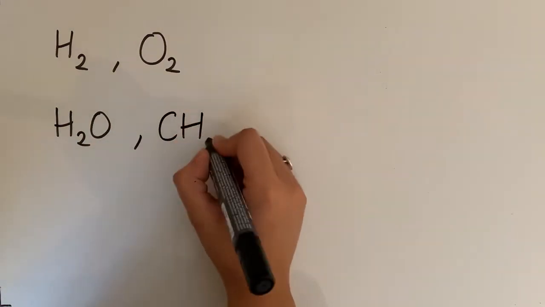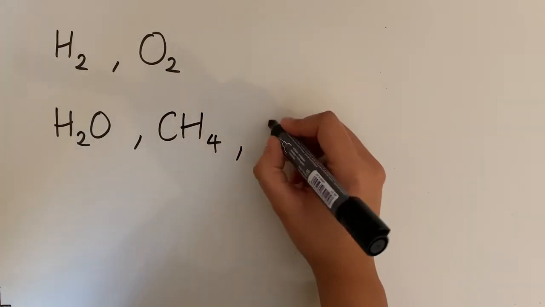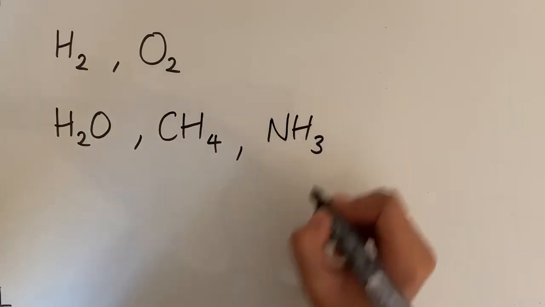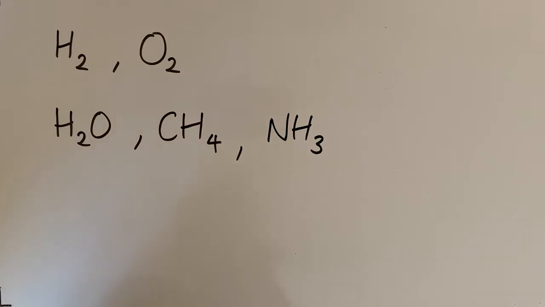Also stuff like methane. So again, two non-metals in that one. Within the molecule, we have covalent bonding. Another example can be NH3, which is our ammonia molecule. So again, within that molecule, we have covalent bonding. We also have covalent bonding within polyatomic ions.